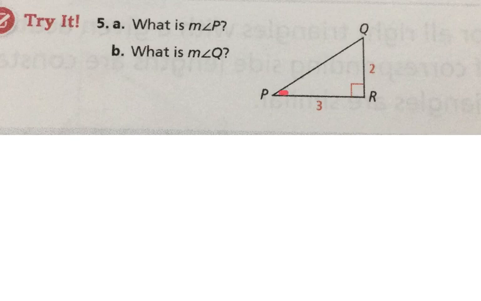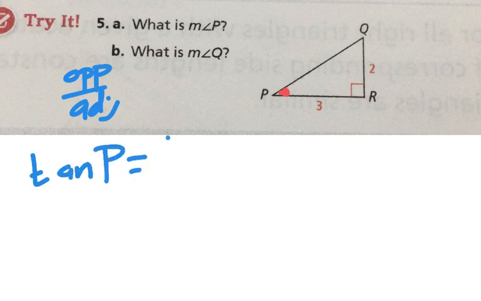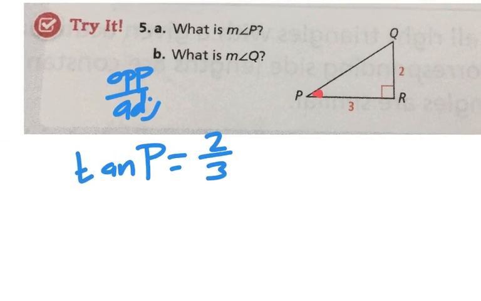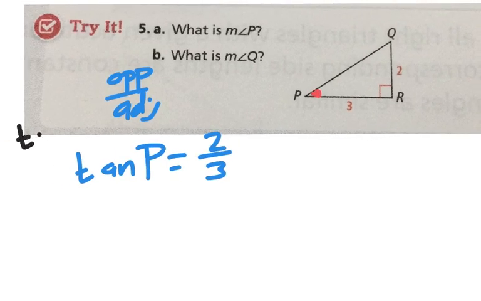So first, if I'm looking for angle P, that's down here, what two sides do I have in relationship to P? Well, 2 is the opposite side, and 3, that's not the hypotenuse, so that must be my adjacent side. So I'm looking for which trig function deals with opposite and adjacent. That would be tangent. So I could say tangent of angle P is equal to the opposite over the adjacent. That would be 2/3.